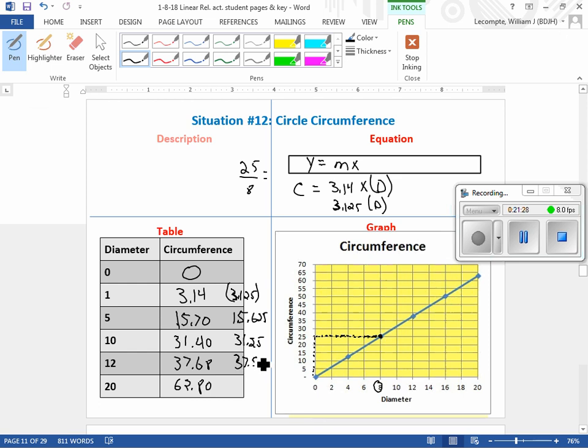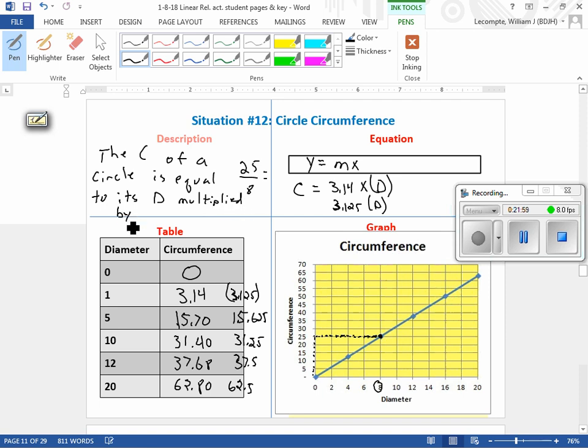Alright, so on a description it says the circumference of a circle is equal to its diameter multiplied by pi, which is equal to 3.14. And we'll learn that in a week or so.